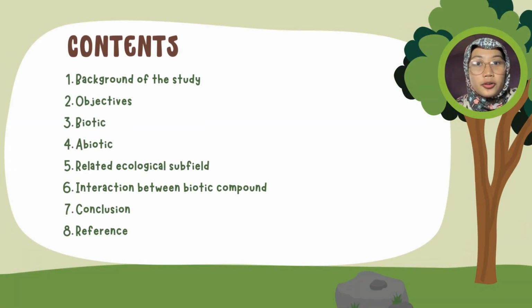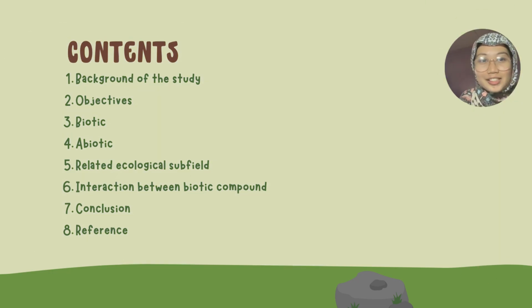Before we go further, let me tell you about the content of this video. First, we're going to have the background of the study, and the second one is the objective of this field study, like why we want to do this video. The third one is biotic factors, the fourth is abiotic factors, and the fifth is the related ecological subfields, and the sixth is the interaction between biotic components. Seventh, we reach the conclusion, and the last one is the references.